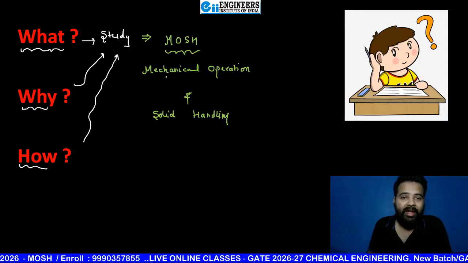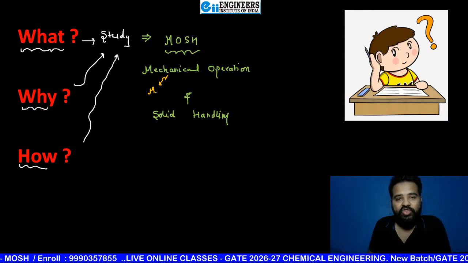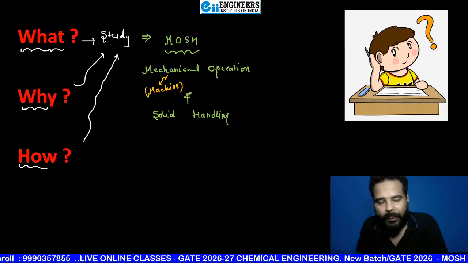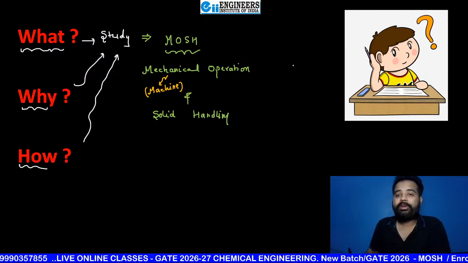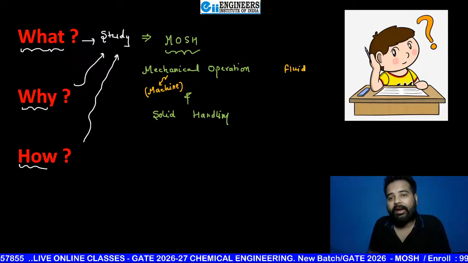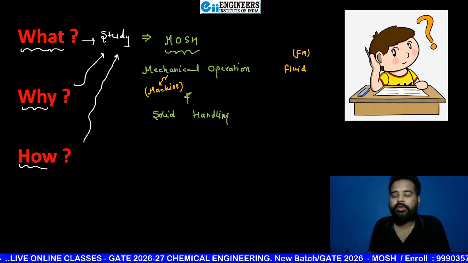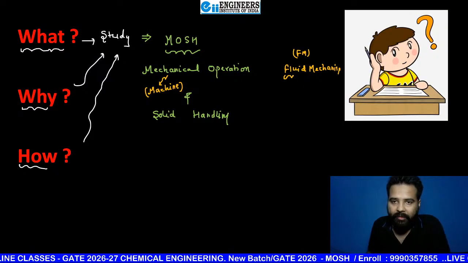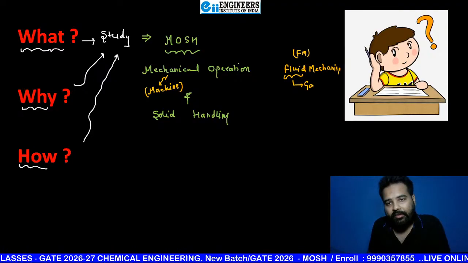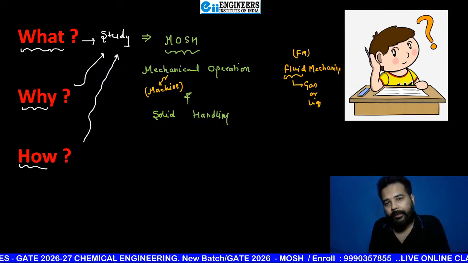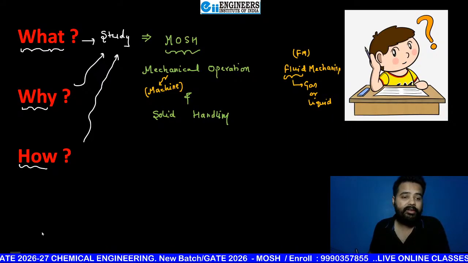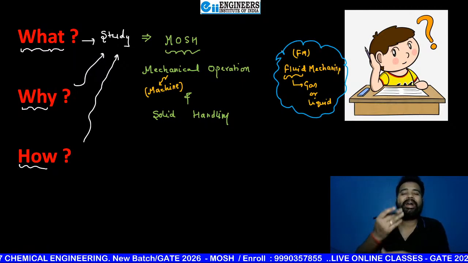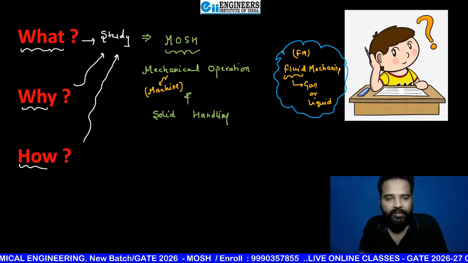Here, beta, what is the meaning of mechanical? Mechanical is directly related here with machine. That means you are going to see operation done by machines. And if you are seeing fluid mechanics, FM, you are going to see things about fluid. So, beta, in fluid mechanics, the meaning of fluid is either gas or liquid. So in FM subject, mostly you are going to learn about how to handle gas or liquid in chemical industry.